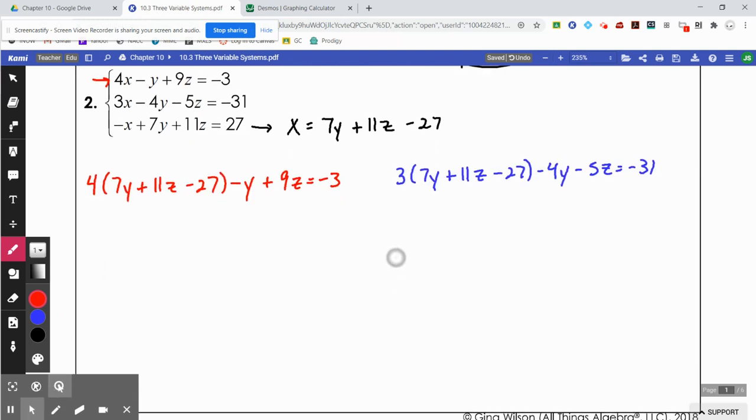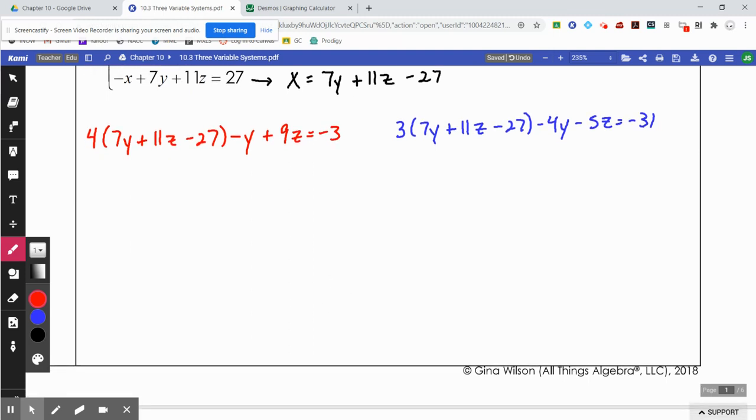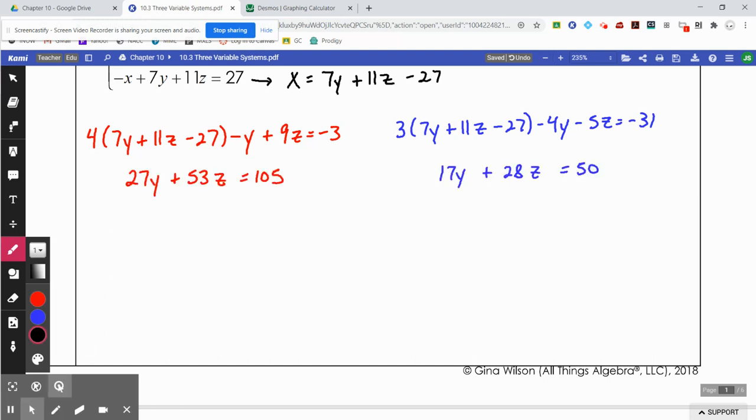Then you simply take the two equations and you simplify them. Combine your like terms. I like to put them in standard form to where my y's and z's, or my other variables, are on one side and my constants on the other. And here are my two new equations. What you now have is two new equations that contain only y's and z's.